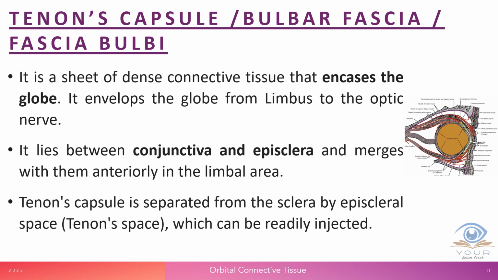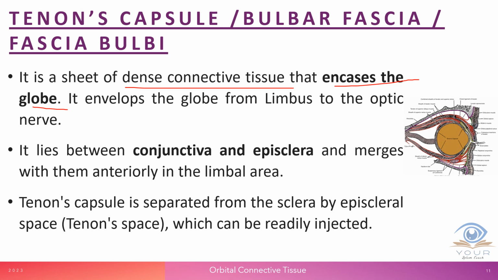The next component that we will be discussing is the Tenon's capsule, also known as bulbar fascia or fascia bulbi. This can also be asked as a short note separately. So yeah, do pay attention. Tenon's capsule is a sheet of dense connective tissue that encases the globe. Okay, so it encases the eye globe.